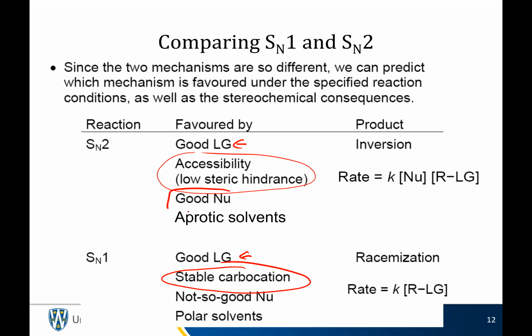You want a good nucleophile for SN2, you don't care what your nucleophile is for SN1. You want aprotic solvents for SN2. You want polar protic solvents for SN1. I don't know why I didn't write protic. The product proceeds by inversion for the SN2, and you have a racemate for the SN1.